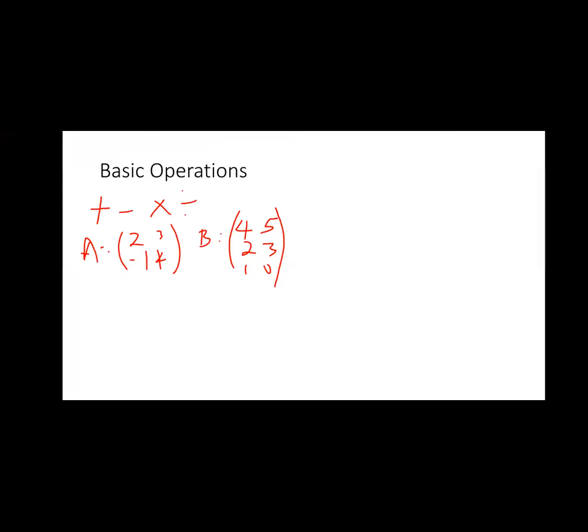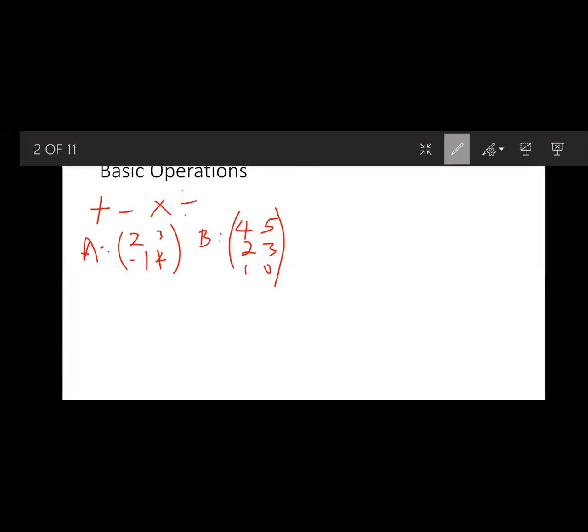Yes, sir. Okay. So matrix A and B, can you add them together? Matrix A is 2, 3, minus 1, 4. Can you add them together? No, sir. Okay. Why? Because what's the condition of matrices? They have to be the same column and row.